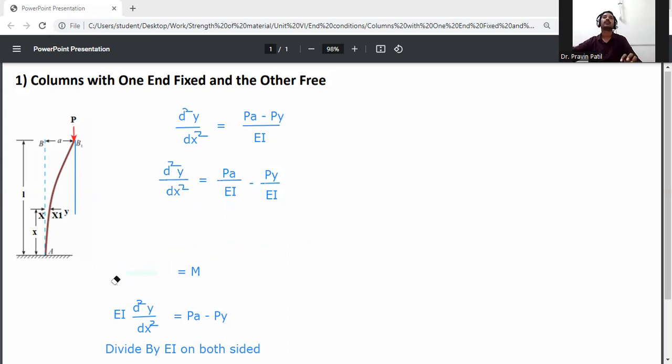Now take Py divided by EI to the left side. So d2y by dx square plus Py divided by EI is equal to Pa divided by EI. Okay, this is a differential equation, so write it down.